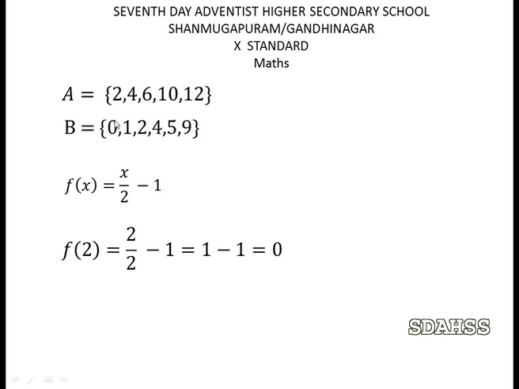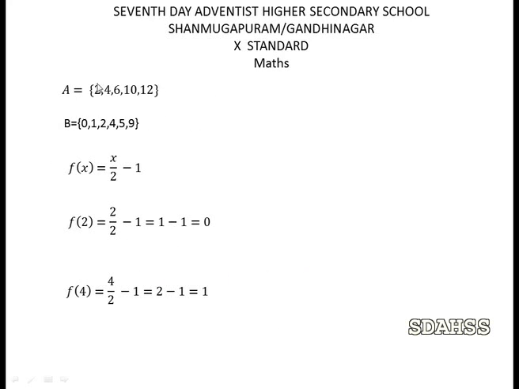Let us take the first value of A. The first value is 2. Now substitute x = 2 in the function. Then f(2) = 2/2 − 1, which is equal to 1 − 1 = 0. Substitute x = 4 in the function. So f(4) = 4/2 − 1 = 2 − 1 = 1.